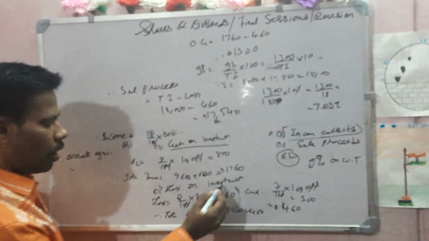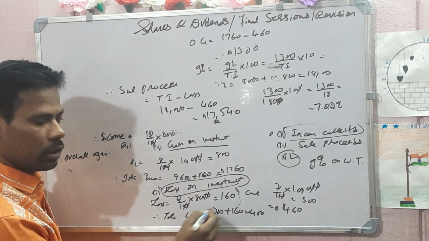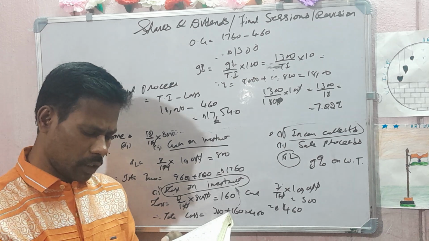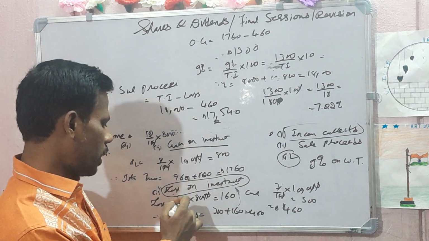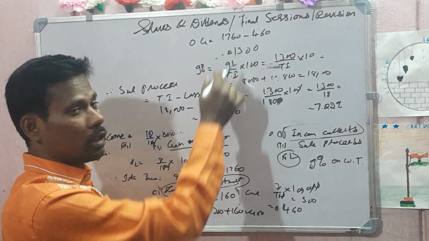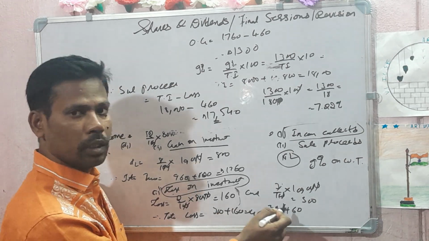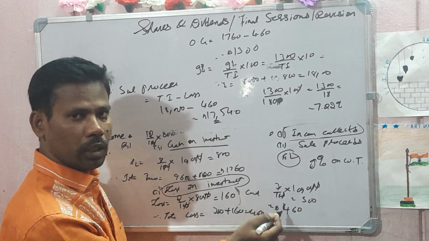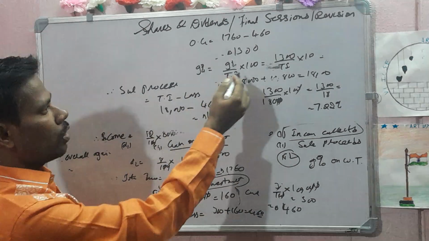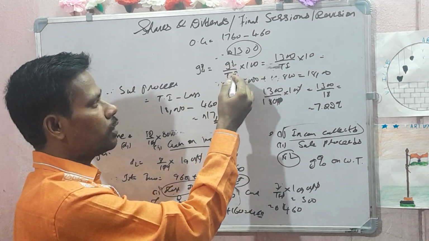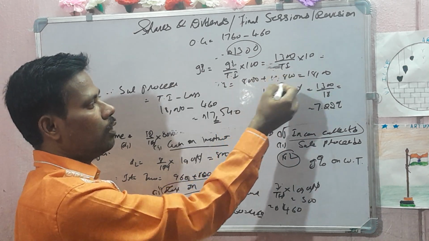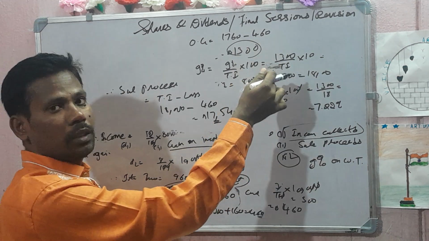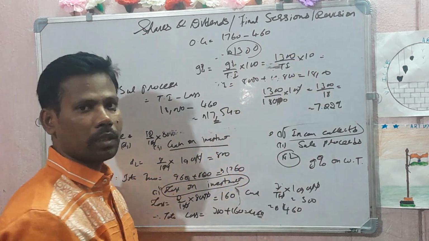Total loss on the investment I calculated separately. Underline that word, on the investment, which is clearly mentioned. So I calculated based on 2% and 3% on the investment and got 460. From this, total income is 1,760, total loss is 460. So the overall gain is 1,300. Gain percent is asked: you put in 18,000, so out of this you got income of 1,300. You simplify, the answer is 7.22.